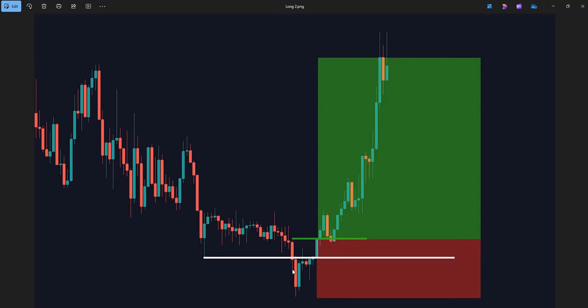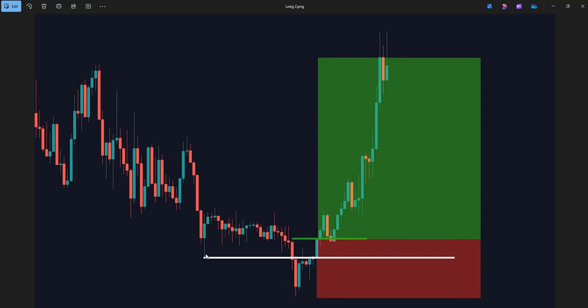So a lot of people think that when it breaks that level of support, it's going to continue to go down. And at first glance, like right here, everybody that made that play is thinking, oh yeah, I'm about to make some money. And then of course it turns right around and reverses on them. So everybody that made a short from the point right here when it broke the resistance level, they all got liquidated.